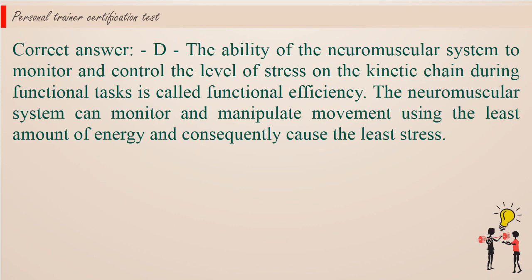Correct answer, D. The ability of the neuromuscular system to monitor and control the level of stress on the kinetic chain during functional tasks is called functional efficiency. The neuromuscular system can monitor and manipulate movement using the least amount of energy and consequently cause the least stress.